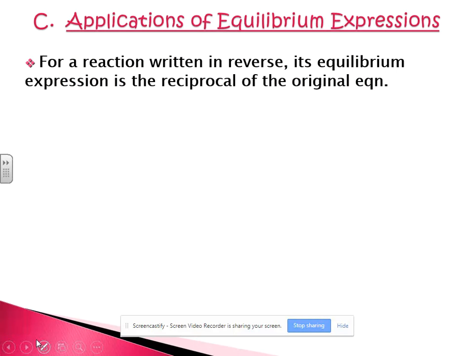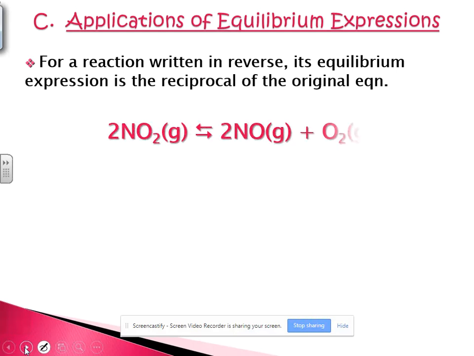Now, some applications of the equilibrium expressions, some little shortcuts, if you will. If you have a given reaction that you wrote the equilibrium expression for, like the one we just did in the last slide, if it were written in the reverse, then its equilibrium expression would just be the reciprocal of the original equation.